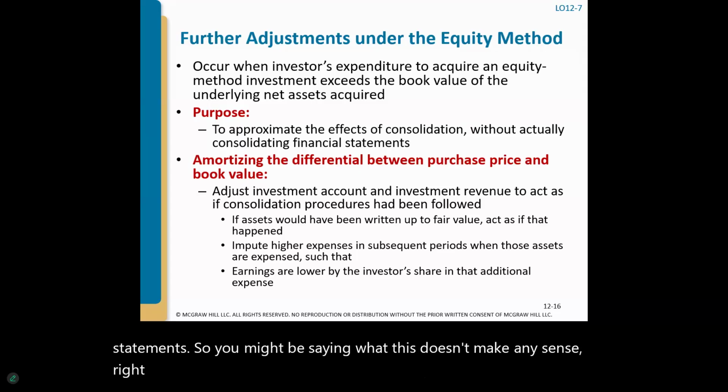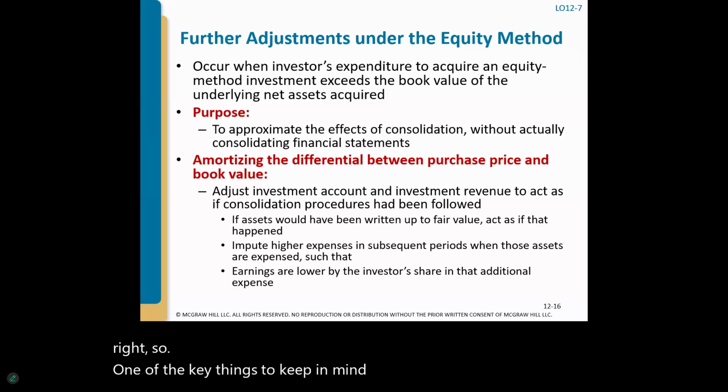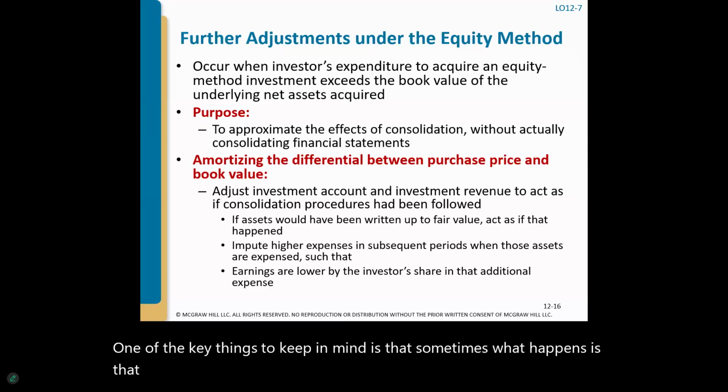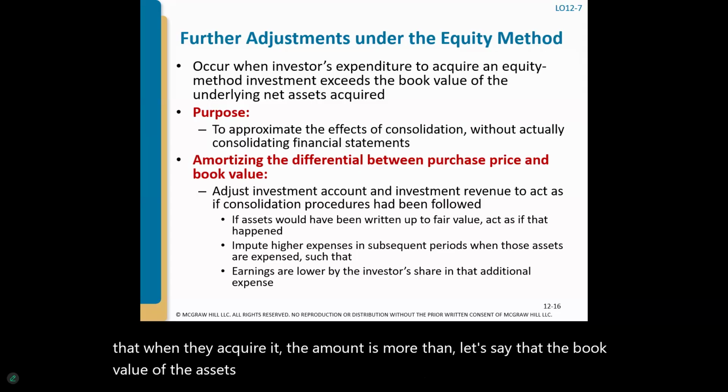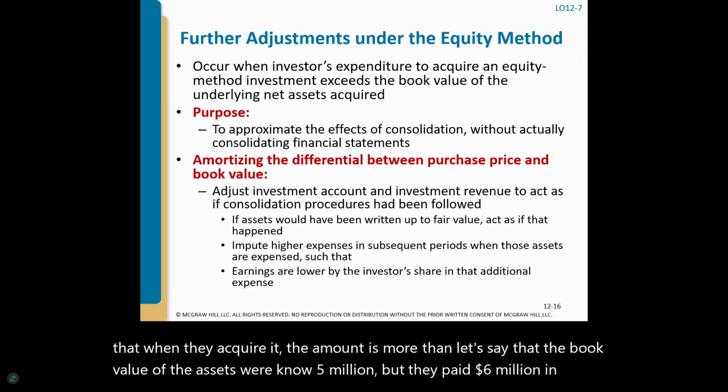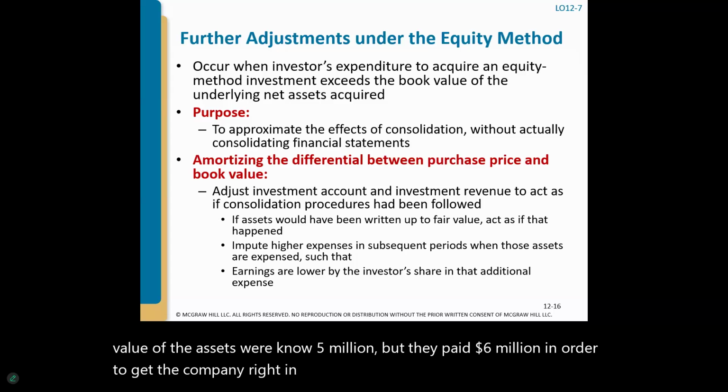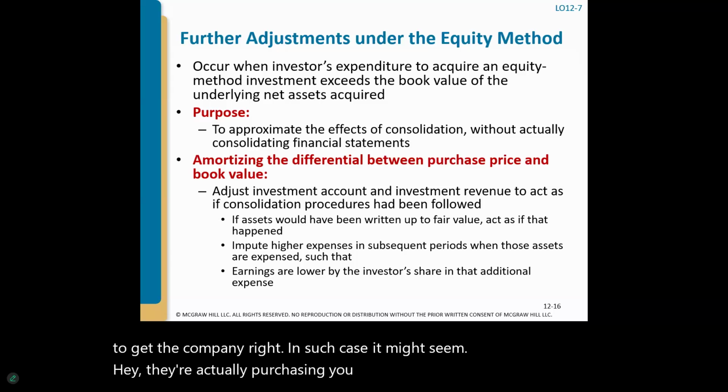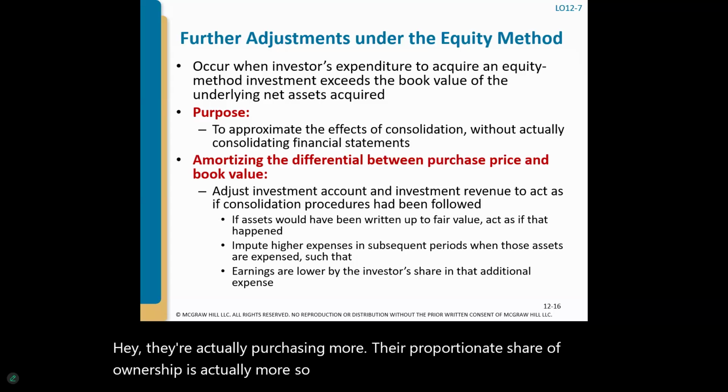One of the key things to keep in mind is that sometimes when they acquire it, the amount is more than, let's say the book value of the assets was 5 million, but they paid $6 million in order to get the company, right? In such case, it might seem they're actually purchasing more. Their proportionate share of ownership is actually more. So that is something to account for.